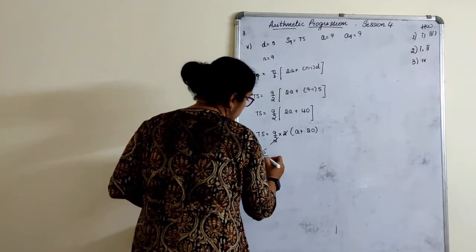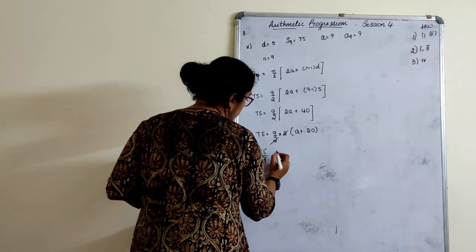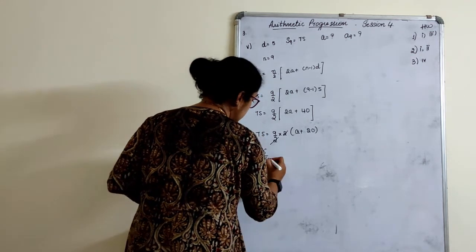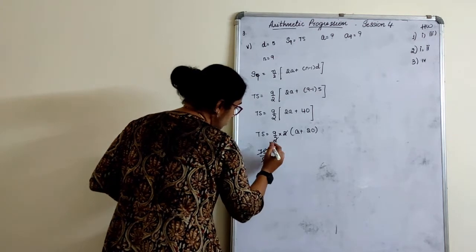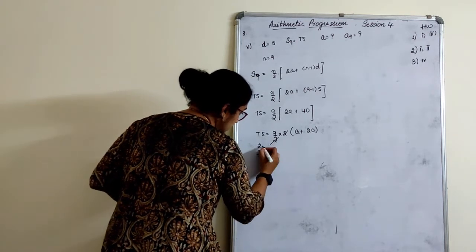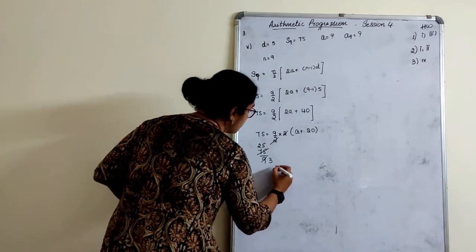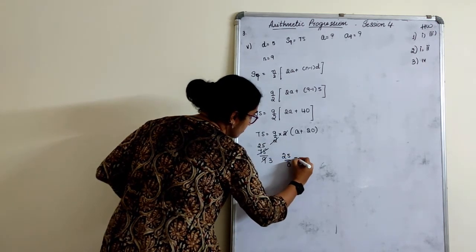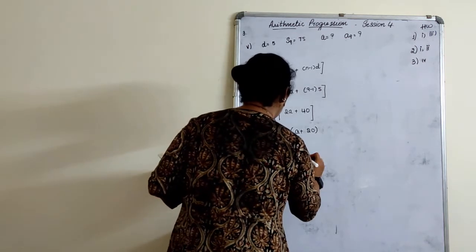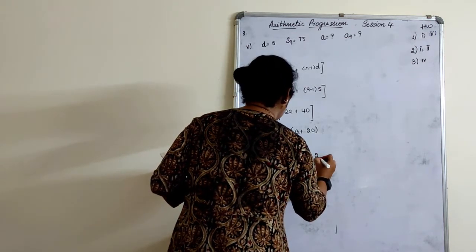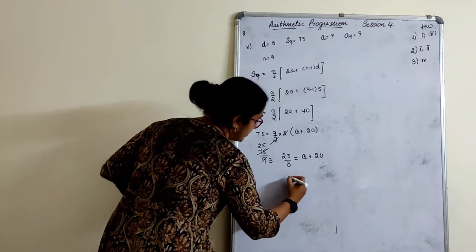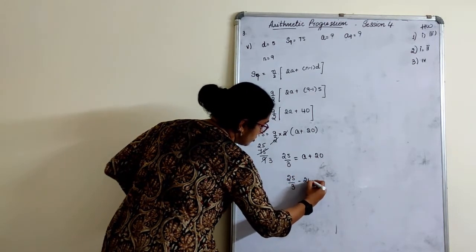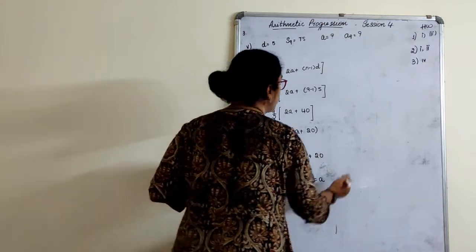So this will be divisible by 9. Yes, 3 threes are 9, so 3 twos are 6, 3 fives are 15. 25 by 3 is equal to A plus 20. Shift 20 this side. 25 by 3 minus 20 is equal to A.